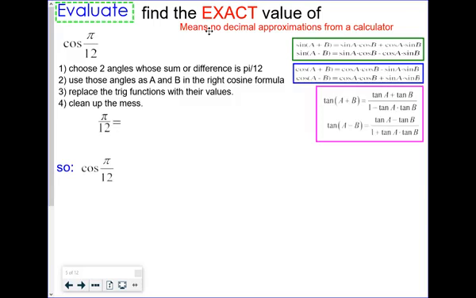However, we just showed in the warm-up that we could represent pi by 12, an angle we don't know, with two of the angles we do know. Now, there's several choices. To get to pi by 12, you could start off with 9 pi by 12 and take away 8 pi by 12. That reduces to 3 pi by 4 minus 2 pi by 3. Those are angles we know.